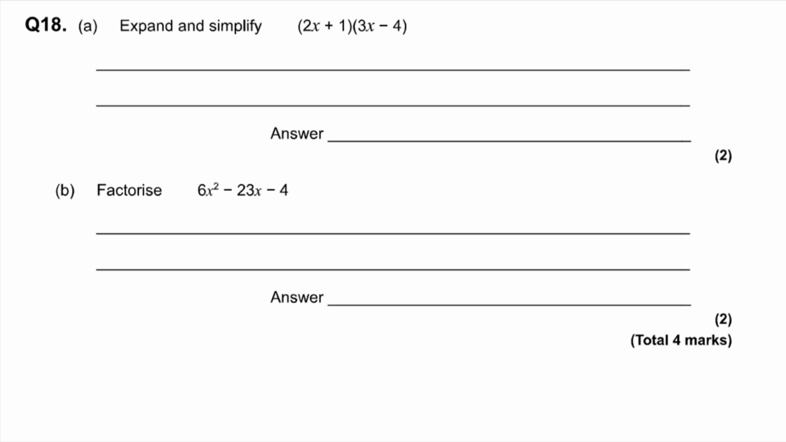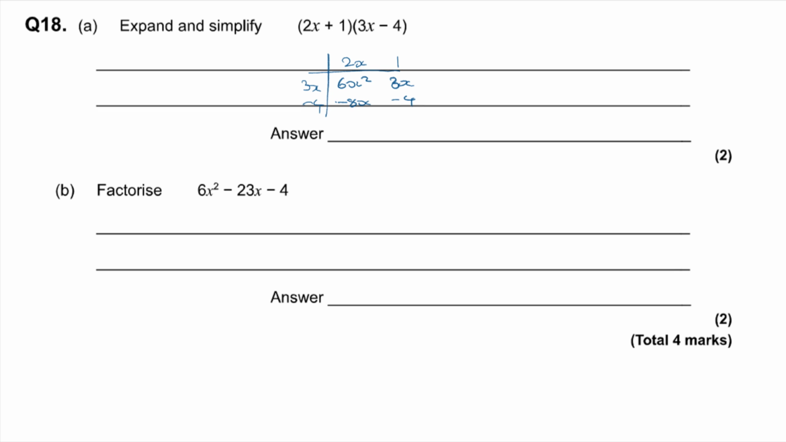I'm going to do it as a grid method. Don't have to do it as a grid method, but if you drop a term, that's on you. If you do it in the grid method, you won't drop a term. So 3x times 2x is 6x squared, 3x times 1 is 3x, 2x times minus 4, that's minus 8x, and minus 4 times 1, that's minus 4.